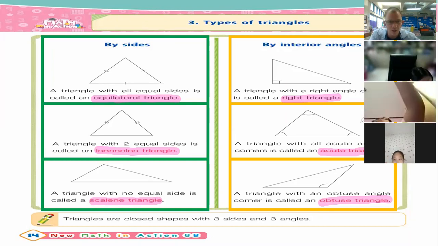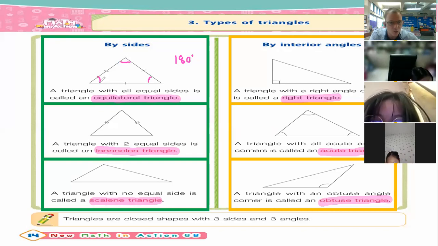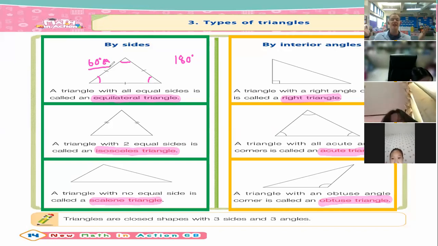And within an equilateral triangle, we know triangles usually add up to 180 degrees. So each angle in an equilateral triangle will equal 60 degrees. Because all 3 of them are exactly the same, they must add up to 180 degrees.